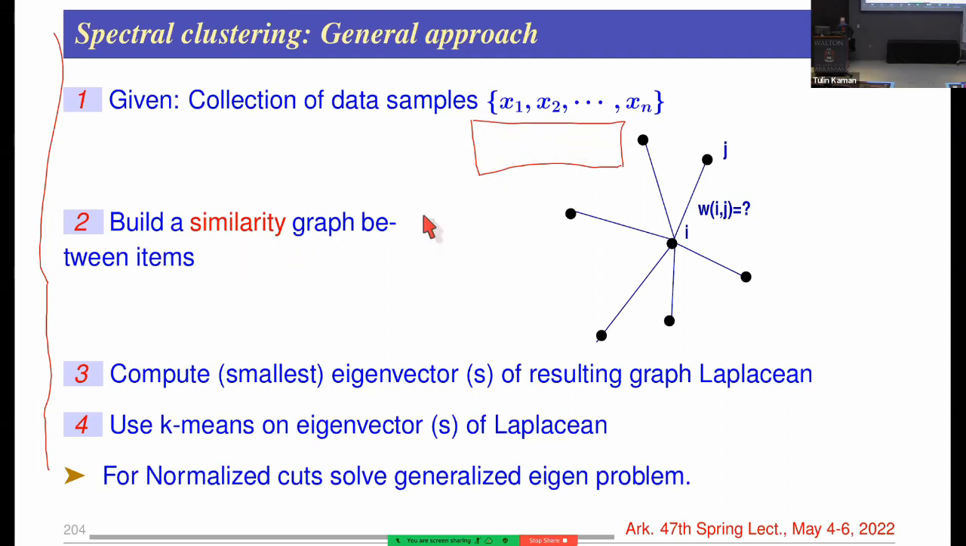And from there, you build a similarity graph, which is this thing here. And then typically you compute a few of the smallest eigenvalues and eigenvectors of the graph Laplacian. So the smallest eigenvectors, k of them, not 1 or 2, but k of them. K is some number you decide. And then you use k-means to cluster these eigenvectors. And that gives you a fairly powerful technique.